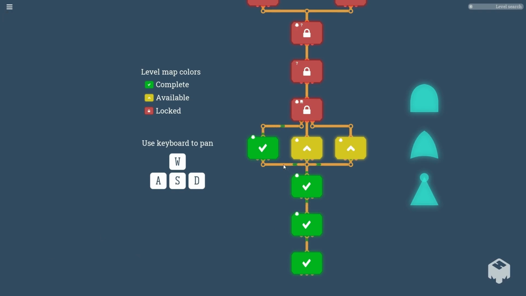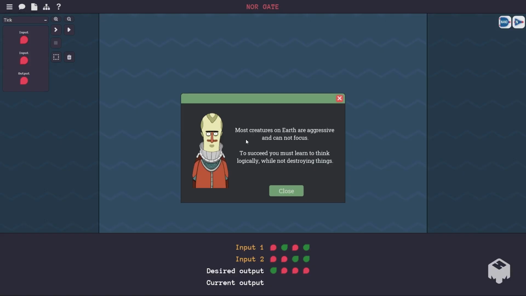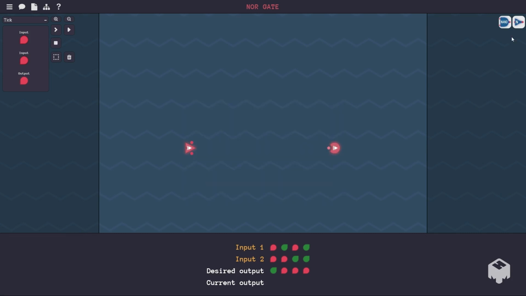Now, we can do the NOR gate. Most creatures on Earth are aggressive and cannot focus. To succeed, you must learn to think logically whilst not destroying things.